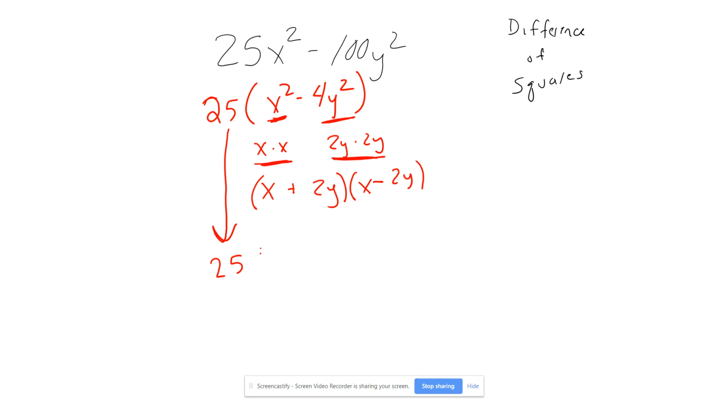And we just have to simply write it again at the bottom with the 25 that we brought down. And that's the difference of squares when you don't have just a number. So x squared minus 4y squared, recognizing it as x times x, recognizing the 4y squared as 2y times 2y, separating them with a plus and a minus, and factoring completely: 25 times x plus 2y, x minus 2y.